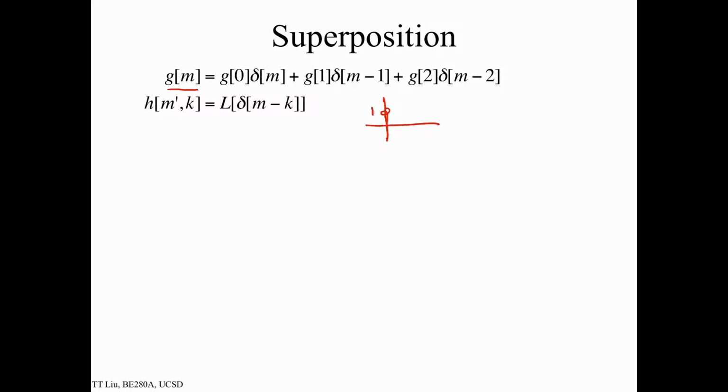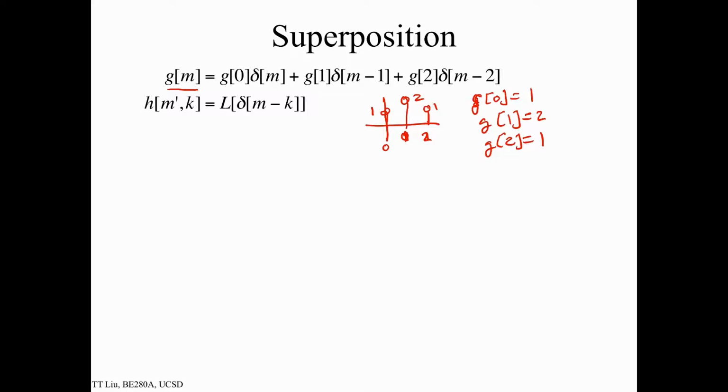So let's say it's 1, 2, 1. At the 1, 2, and 0, these are the locations. And so in this case, g sub 0 equals 1, g sub 1 equals 2, and g sub 2 equals 1. So those are the weights for the shifted Kronecker delta functions.